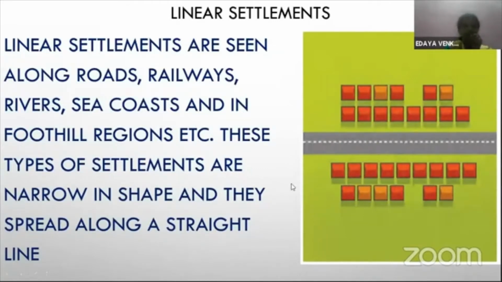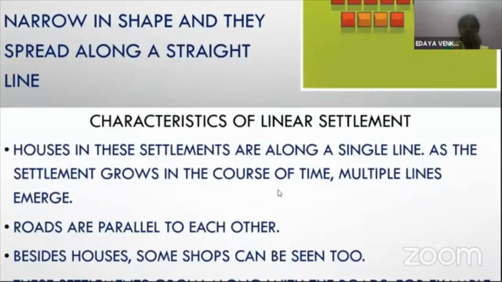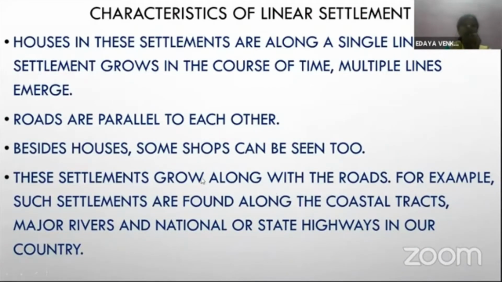These types of settlements are narrow in shape. As they are linear, they are narrow in shape and they spread along a straight line. So they are formed in a straight line. So what are the characteristics of linear settlement? Houses in these settlements are along a single line.